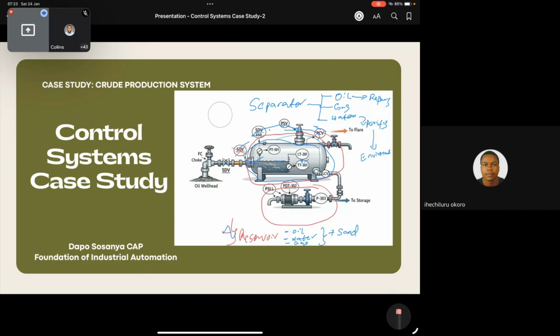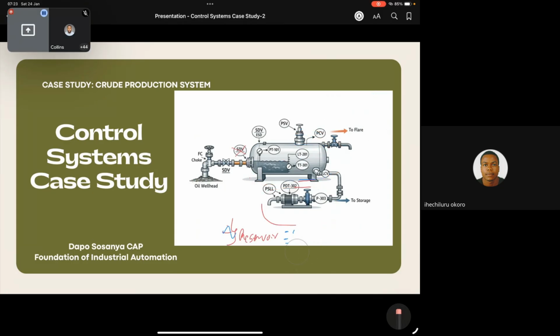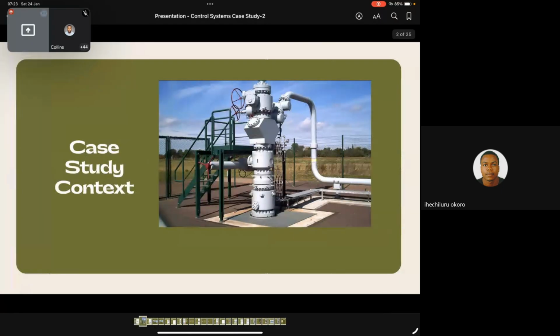Let me clean this. I like writing on my slides, but because I'm going to share this, let me clean it so that it will be a bit neat. All right, so that is our case study.